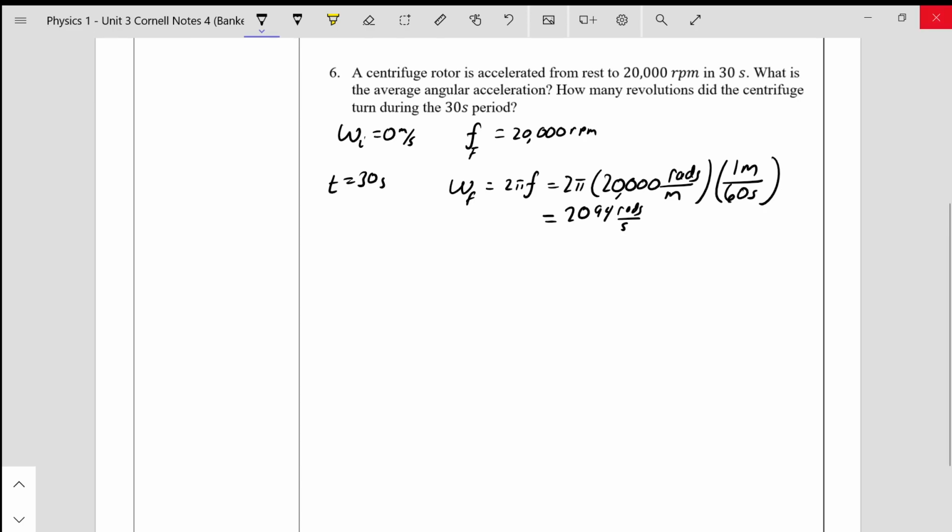If you recall, this is very similar to having an initial velocity, a final velocity, and a time. And what we are being asked for is to find alpha.